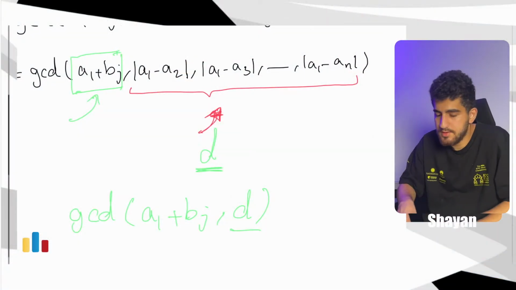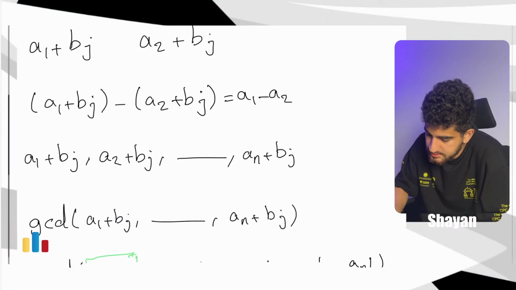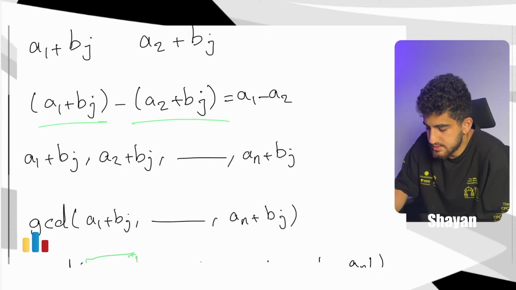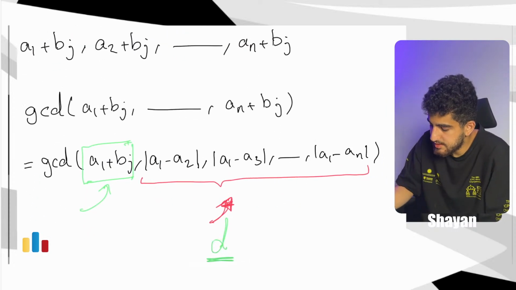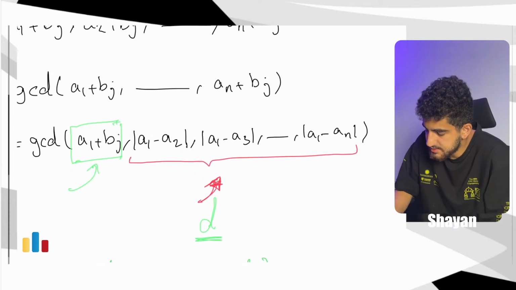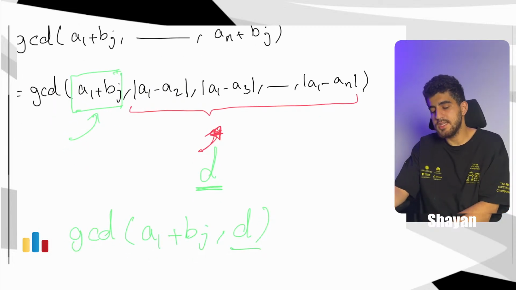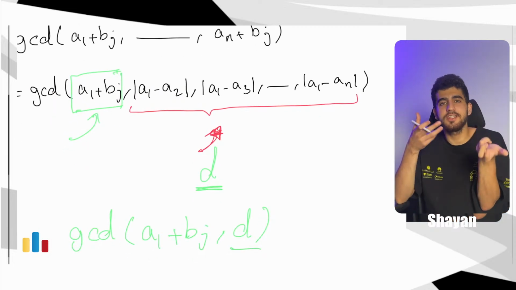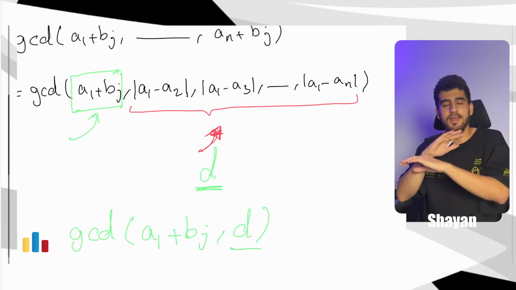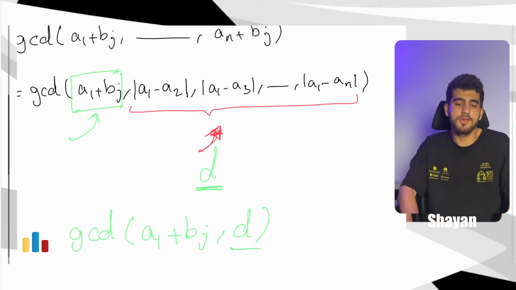So the main idea was that when you add these numbers, the differences will not change. And you calculate the GCD of these differences and save it somewhere. It's going to be D. And each time you just calculate GCD of A1 plus Bj and that D. And that's going to be all. This way the problem will be solved.